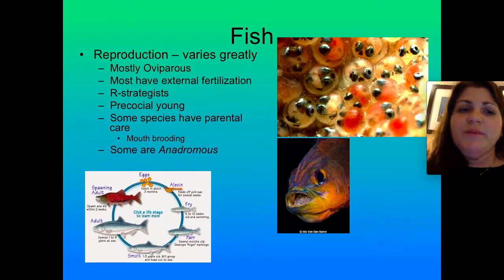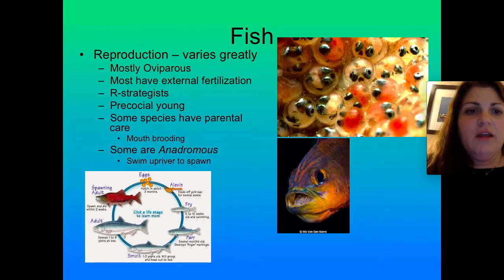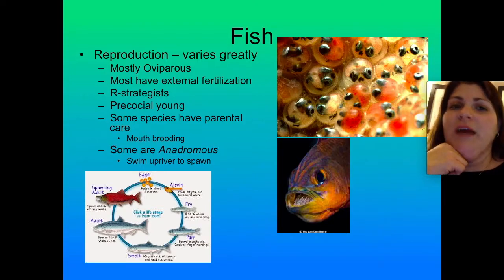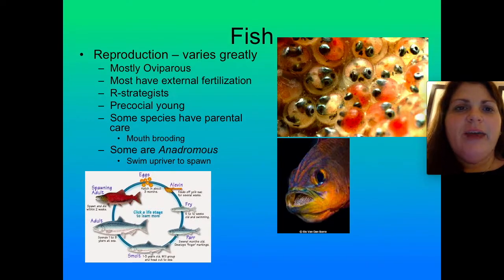If a fish swims upstream to spawn, in other words, it lives in the ocean and swims into a river to spawn, we call them anadromous. You probably don't need to worry about the vocabulary term anadromous. It's just more of an FYI.